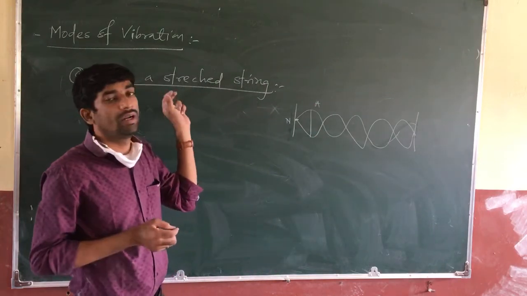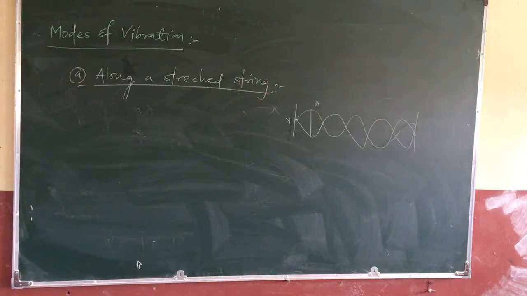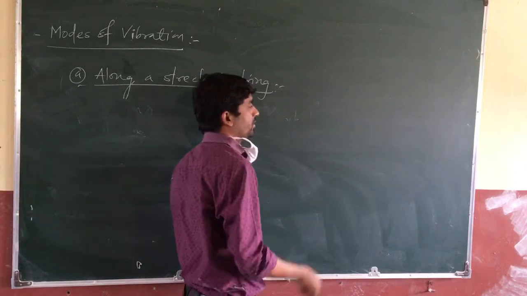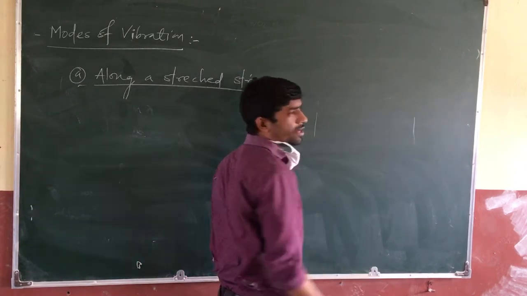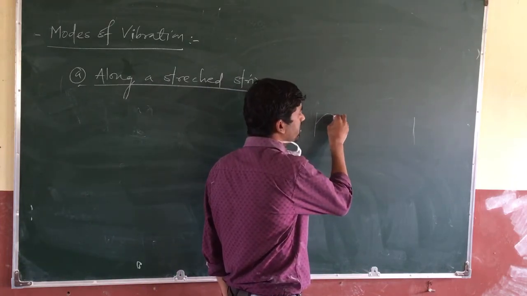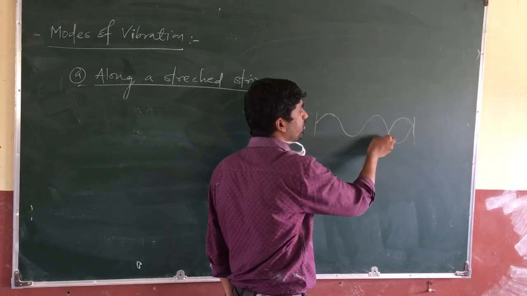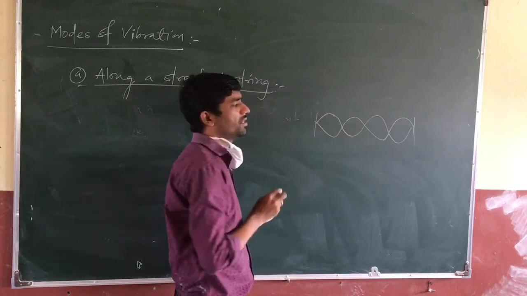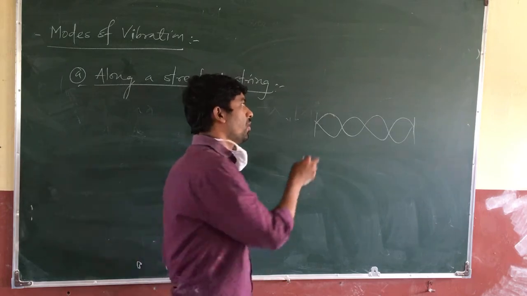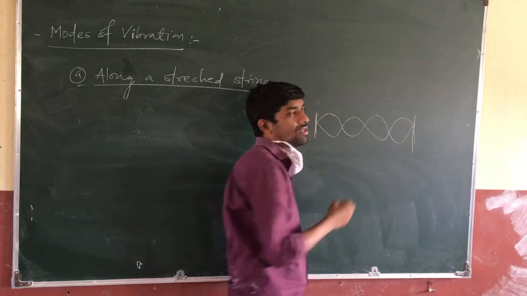So what we have to take is a stretched string, and it is bounded on both sides. One wave is moving along the positive x direction and another wave is moving along the negative x direction. When these two waves interfere, there is a production of a stationary wave. For this, the string should be bounded on both sides.